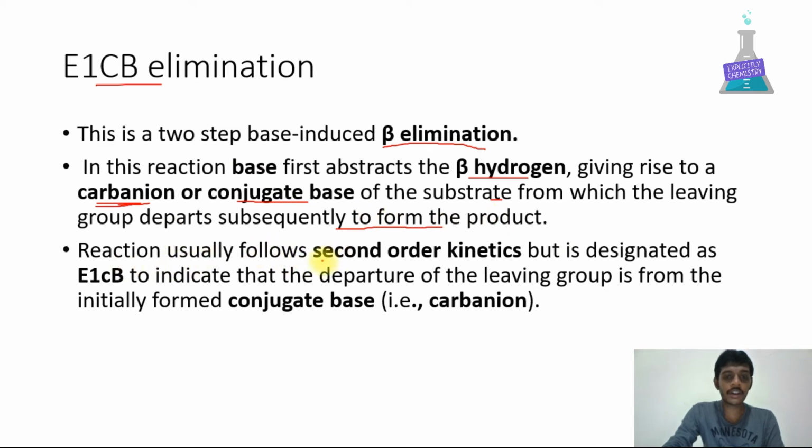It usually follows second order kinetics, but it is designated as E1CB to indicate that departure of the leaving group is from the initially formed conjugate base. The leaving group is eliminated from the earlier formed conjugate base, so it is denoted as E1CB elimination.